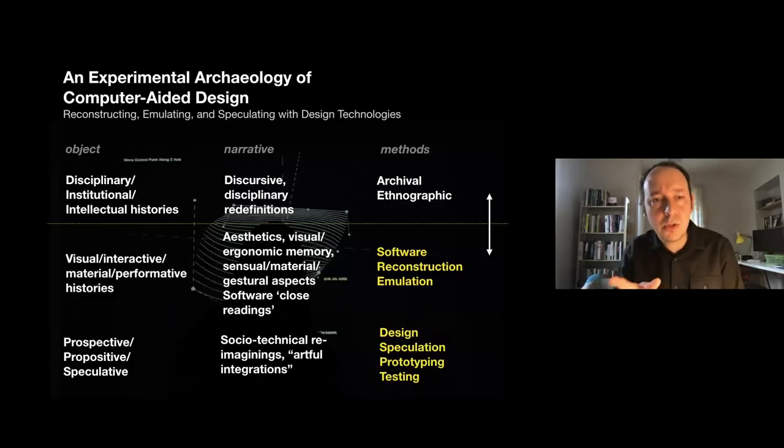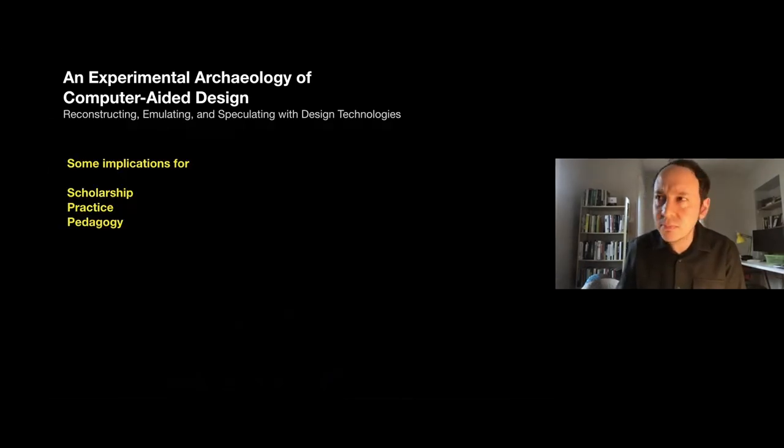So just to conclude, I'd like to step back a little bit and look at the methods that we discussed, reconstruction, emulation, and speculation, as potential methods at the intersection of architecture, computation, and design to unpack the historical specificity of technologies, but also to develop new approaches to new systems. I think I'll briefly discuss a few implications that I see or that I have sort of encountered in the process of developing this work.